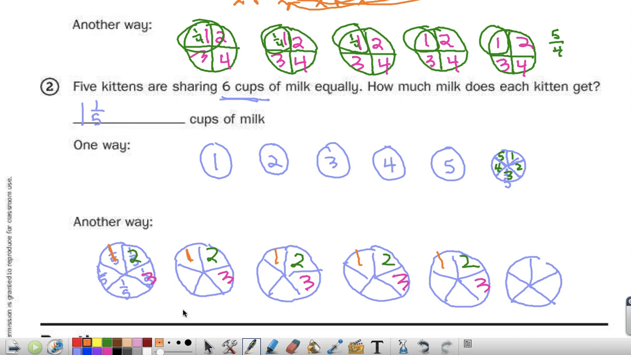So now I have to add this one for kitten one, kitten two, kitten three, and so on. So now I can see that kitten one gets 1/5, 2/5, 3/5, 4/5, 5/5, 6/5. So my answer would be 1 1/5 or 6/5. 2 different ways to write the same amount.